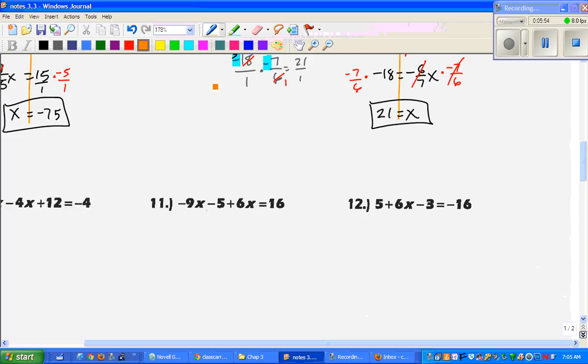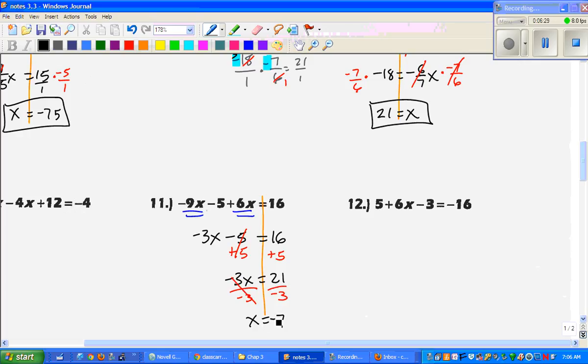All right, let's look at 11. Draw the line down the middle. Can we combine like terms? The answer is yes. Negative 9 plus 6 gives us negative 3x minus 5 equals 16. Cancel addition or subtraction first. Okay, and now I'm going to cancel multiplication with division. And we get x equals negative 7.